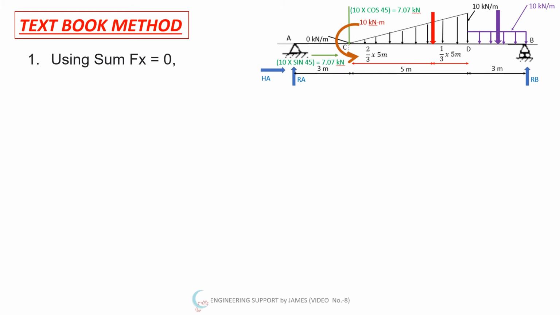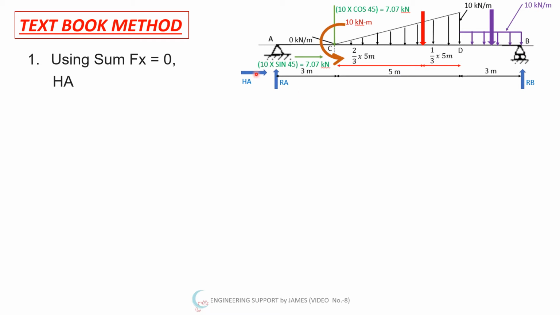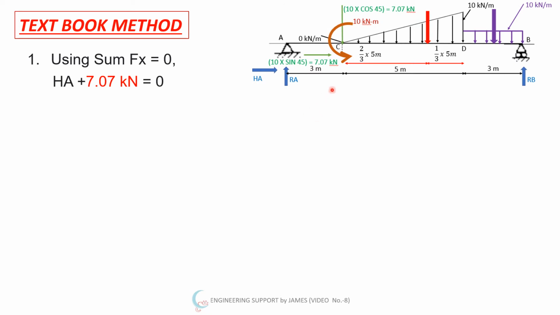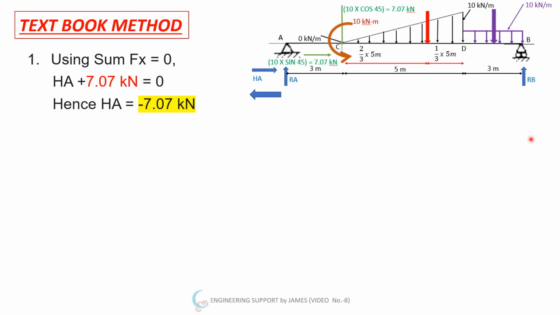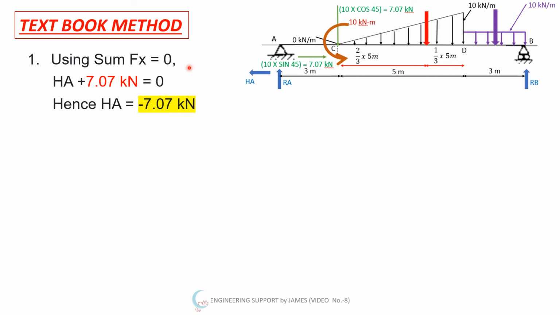We will first consider the summation of forces in x direction should be equal to 0. So HA from left to right I have assumed as positive, so HA is positive. Then 7.07 is also positive, then I equate it to 0. After solving I get the answer as 7.07 negative. So HA should be from right to left, so its sign should be like this. Our diagram should be revised as per the reactions, HA from right to left as negative.